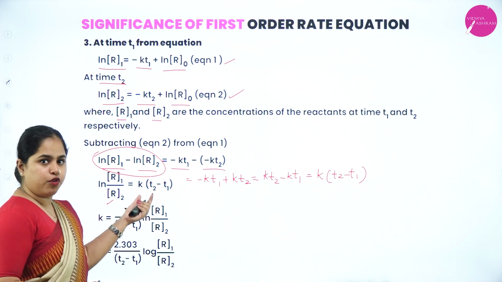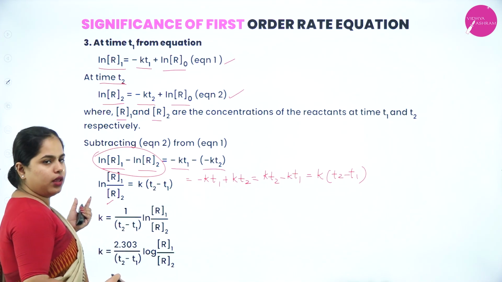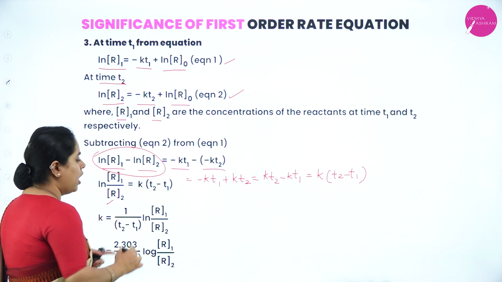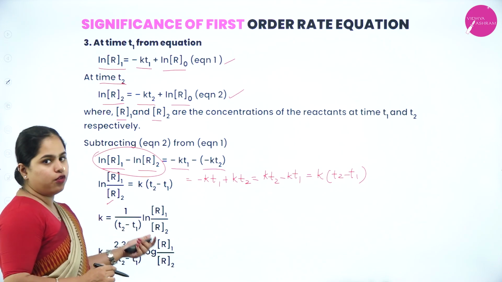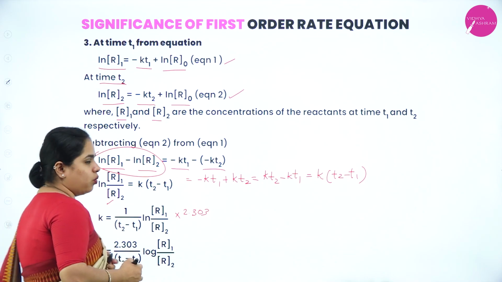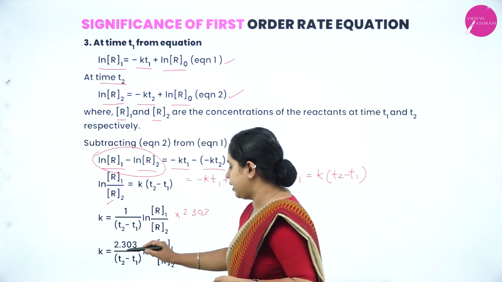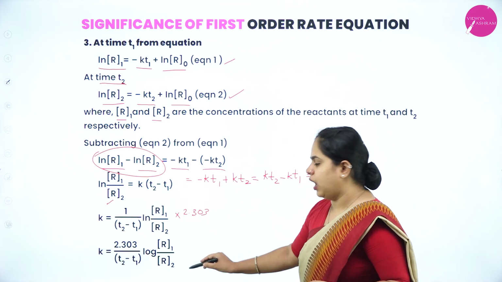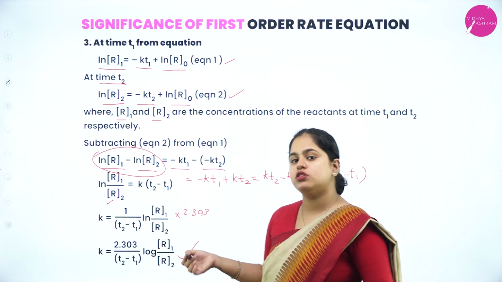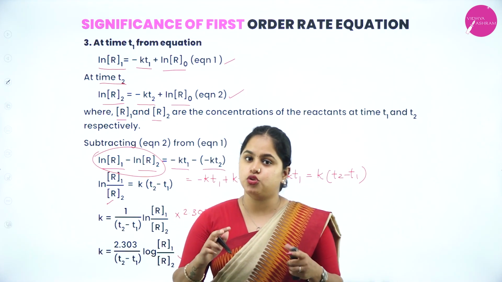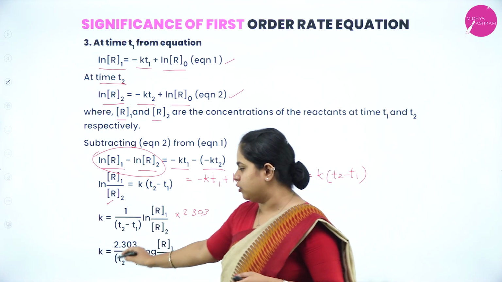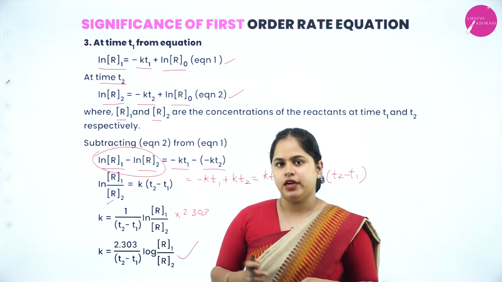Now we have to write it in terms of k. So t2 minus t1 we can take to the other side. So it will come as a denominator. So you will have 1 by t2 minus t1 times ln R1 by R2 is equal to k. Again this is in the format of ln. If you have to convert it into log, you can multiply it by 2.303. So what you will get? k is equal to 2.303 by t2 minus t1 log of R1 by R2. So this is also an important equation. This equation you can use when the concentration of the reactants at two different times is given, R1 and R2 and t2 and t1. If you know these, to calculate the rate constant, you can use this particular equation. So I hope that is clear.